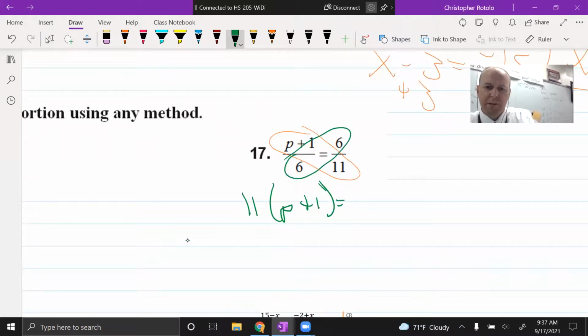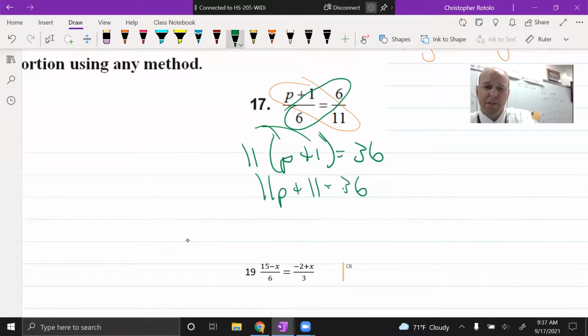Now we're going to go 6 times 6 is 36. Well, is that going to divide nicely? No. Okay, so here's back to back. So this one is 11p plus 11 equals 36. So we're just going to have to do some solving here. So I'm going to subtract 11. There it goes. So 11p equals 25, and we'll divide by 11.